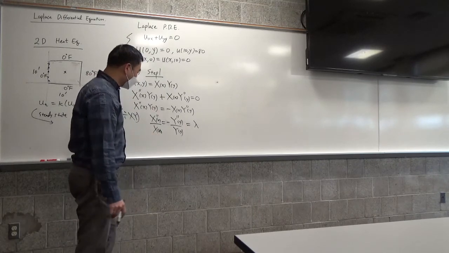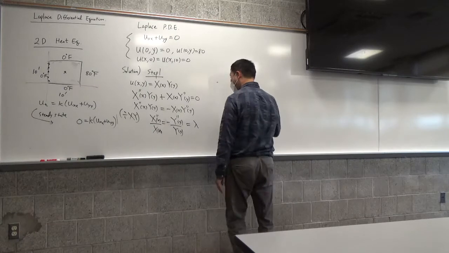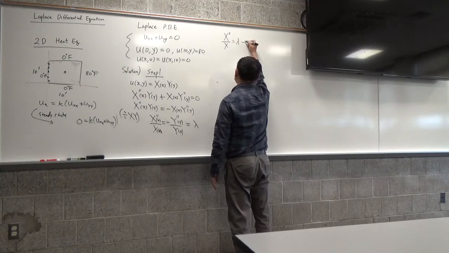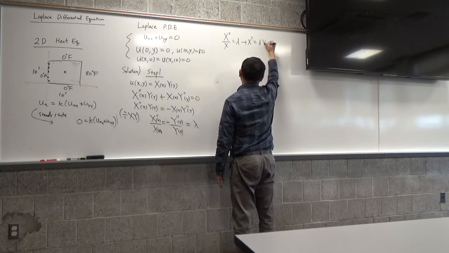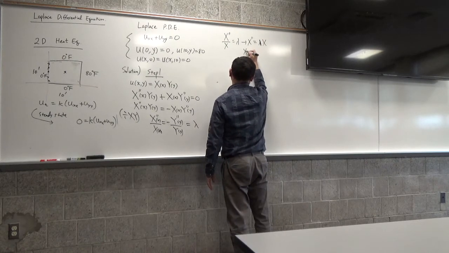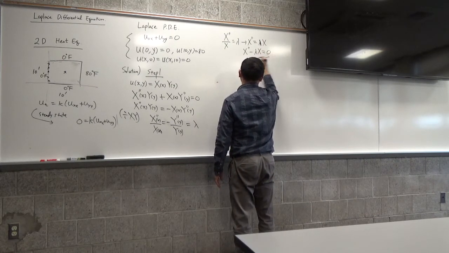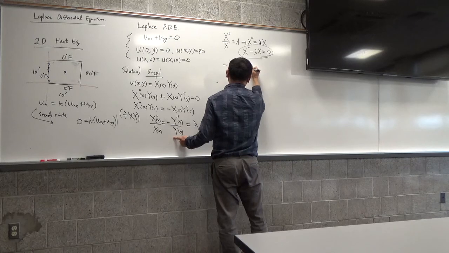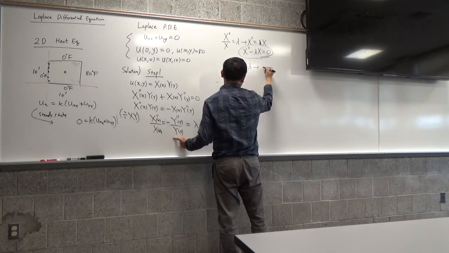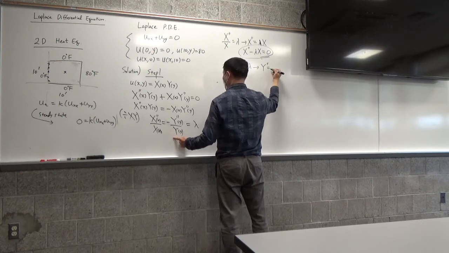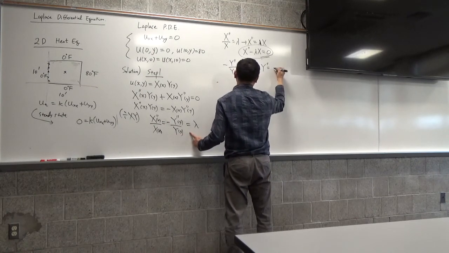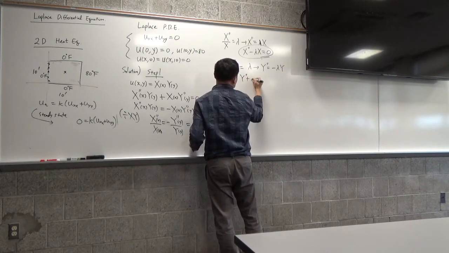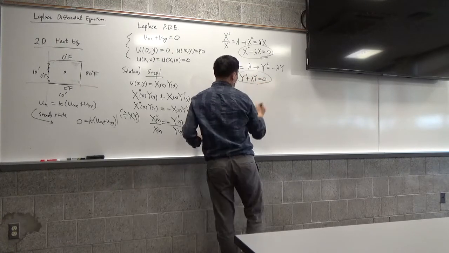All right. So this now splits into two equations. One is X double prime over X equals lambda, so that X double prime is equal to lambda times X. And you move to the other side and you get X double prime minus lambda X equals 0. So that's one equation. And this one here, negative Y double prime over Y equals negative lambda. So multiplying, you get Y double prime equals, I made it as positive lambda, sorry, is equal to negative lambda Y. And you move this to the other side and you get Y double prime plus lambda Y equals 0. So you get that.